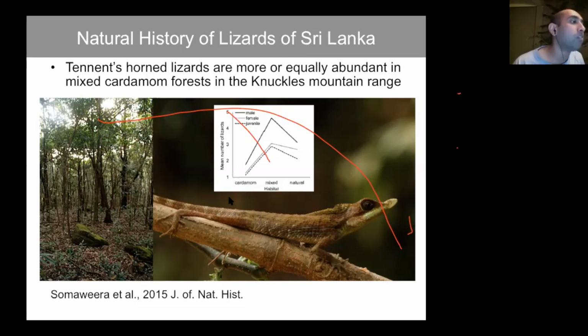What they found was the species was more prevalent in mixed habitats, where you have cardamom plantations within the forest. Right? So it seems like these types of habitats seem to be favoring these lizards compared to completely cardamom plantations or completely natural habitats. Right. So with that, I conclude my section on the natural history of lizards of Sri Lanka.